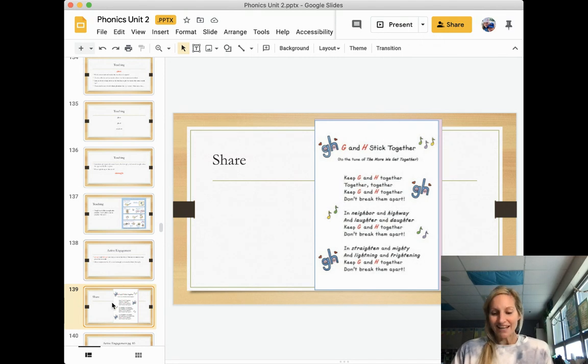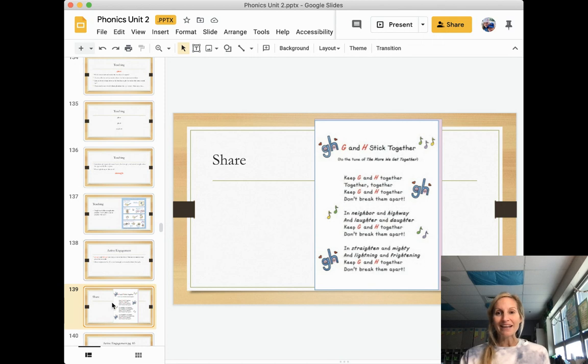Keep G and H together, together, together. Keep G and H together, don't break them apart. In neighbor and highway and laughter and daughter, keep G and H together, don't break them apart. In straighten and mighty and lightning and frightening, keep G and H together, don't break them apart.